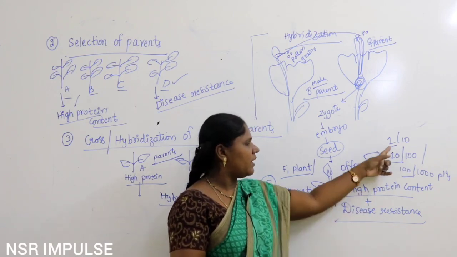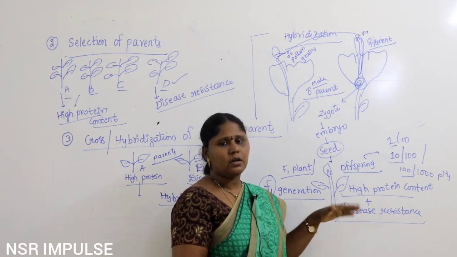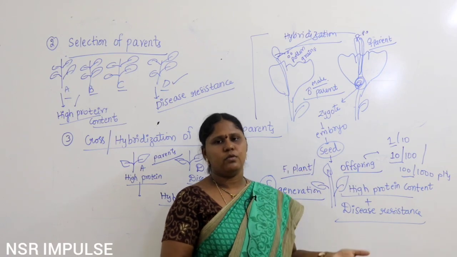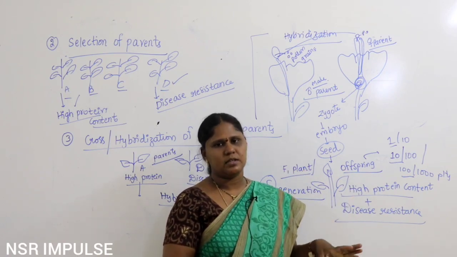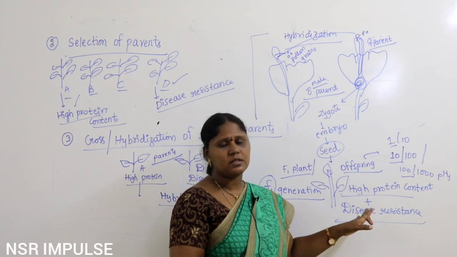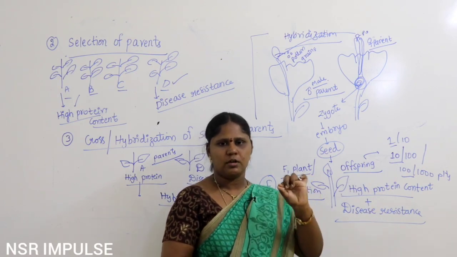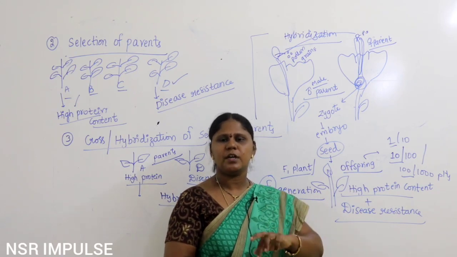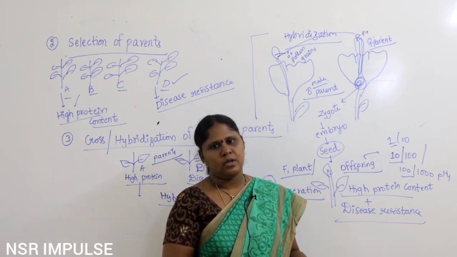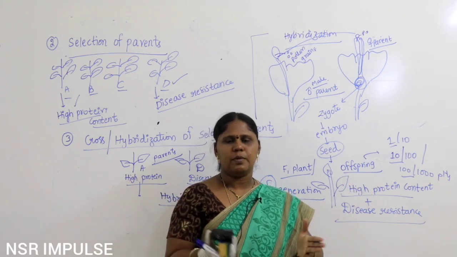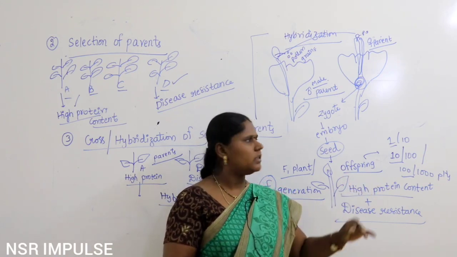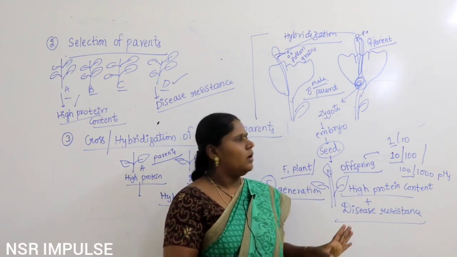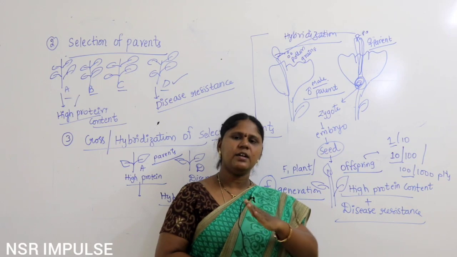Here the first one has the desirable character. The remaining 9 may have high protein content but give bigger grains, or another plant may have disease resistance but very short grains and no proper nutrition. Different genes with different genetic combinations are possible. So when you cross 2 plants, there is no guarantee that all 10 plants will give the desirable character. No, 10 plants show 10 different combinations.